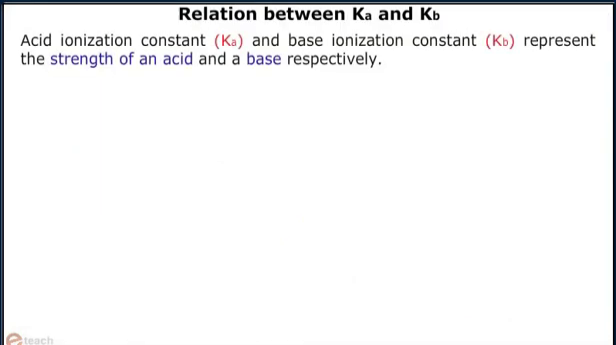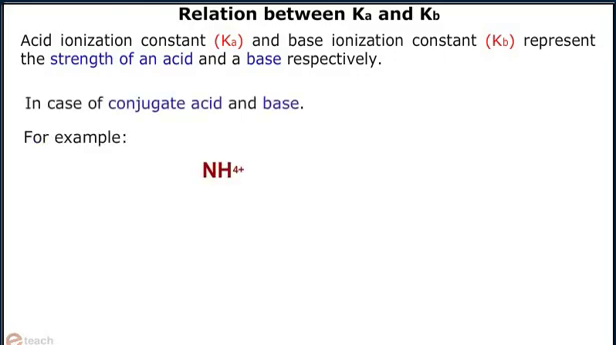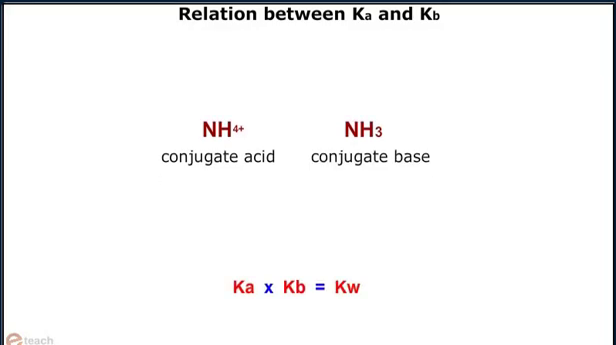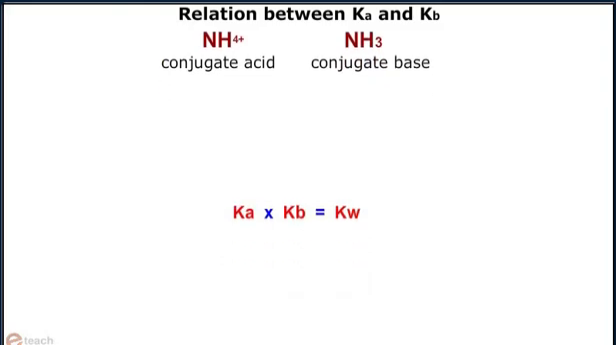Relation between Ka and Kb. The acid ionization constant, Ka, and the base ionization constant, Kb, represent the strength of an acid and a base respectively. In case of a conjugate acid and base, for example, NH4+ is the conjugate acid and NH3 is the conjugate base, Ka and Kb can be related as Ka into Kb equals Kw.